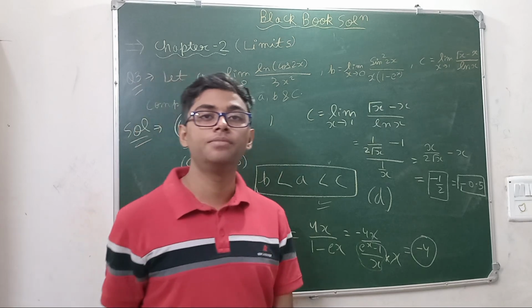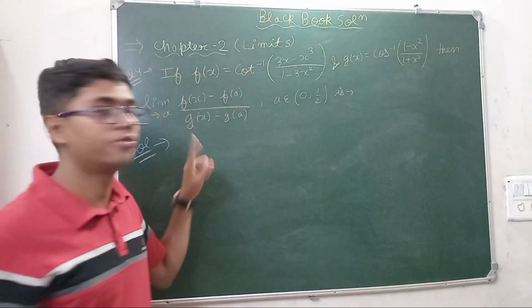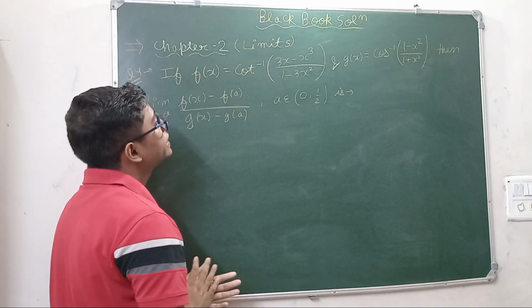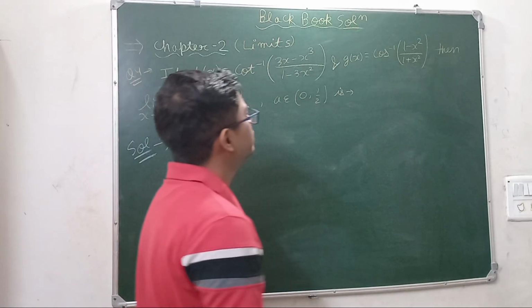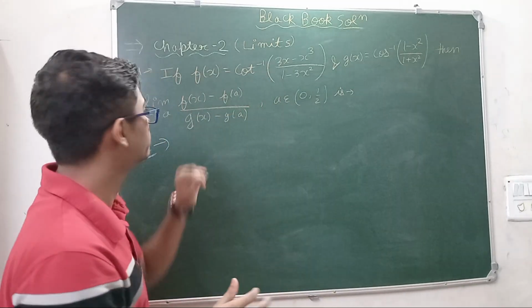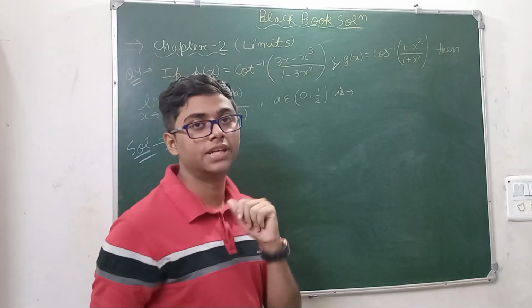Now moving on to the next question. Moving on to question number 4. Question number 4 is saying if fx is cot inverse 3x minus x cube upon 1 minus 3x square, and gx is cos inverse 1 minus x square upon 1 plus x square, then you have to evaluate the value of this limit. First of all, we need to find the expressions fx and gx.